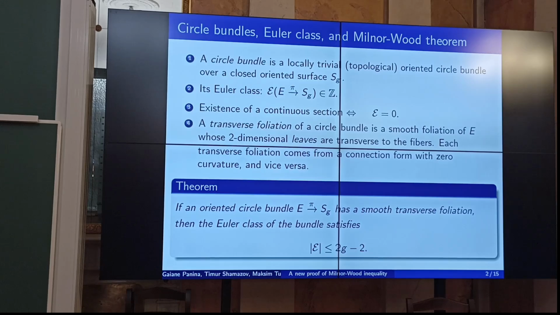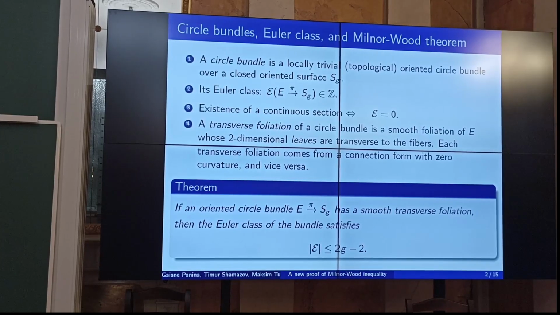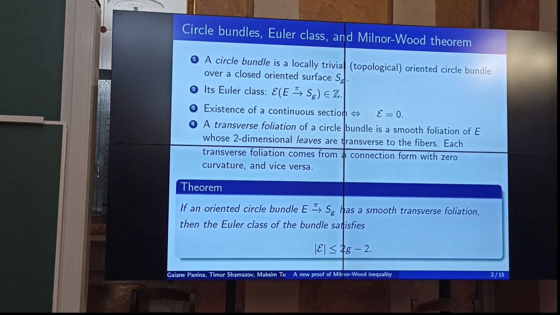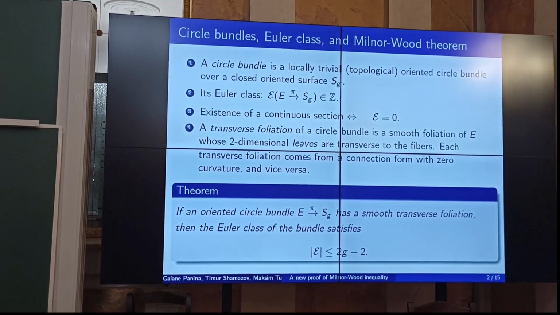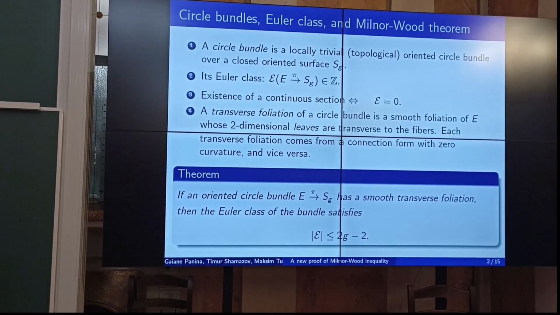It is called the Euler number because we identify the second cohomology with Z. And that's all, no other fiber bundles exist. They are all classified by their Euler classes. So whenever two Euler classes coincide, the fiber bundles are isomorphic.